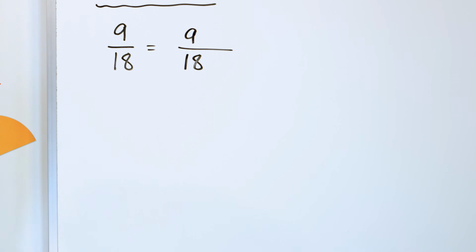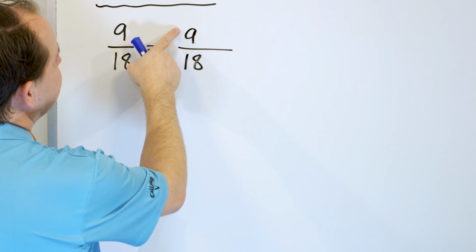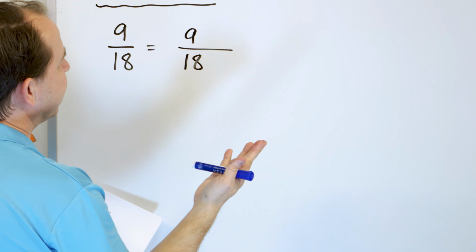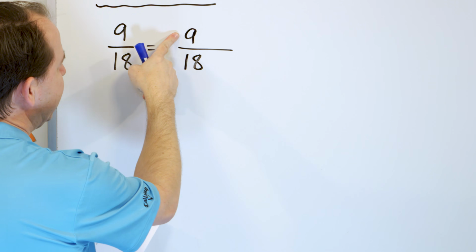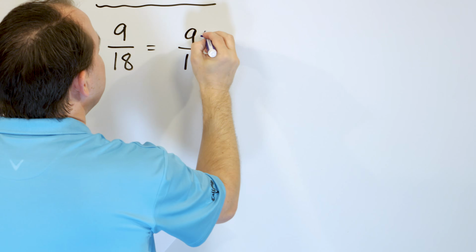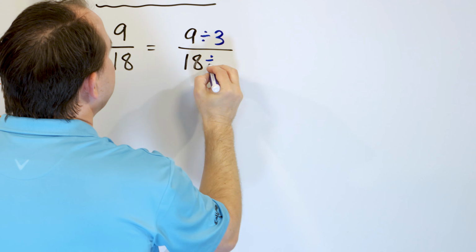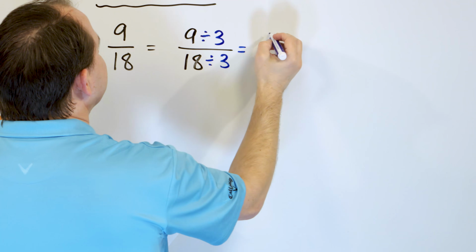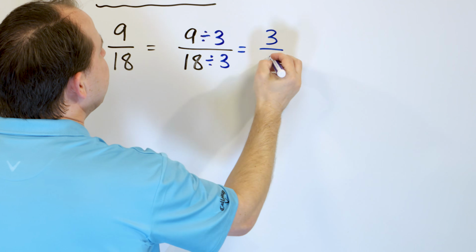All right, what can we do? Well, we can divide the top and bottom by 3. How do I know? Because I just know that this is divisible by 3 and this is divisible by 3. So let's do it. Divide top by 3, divide bottom by 3. What do I get? 9 divided by 3 is 3. 18 divided by 3 is 6.